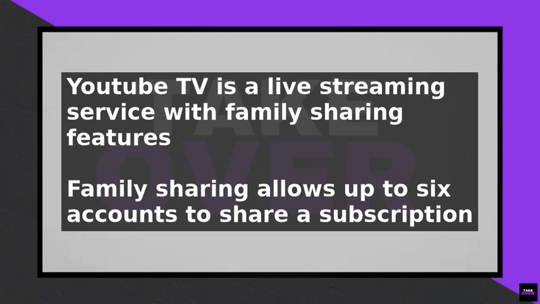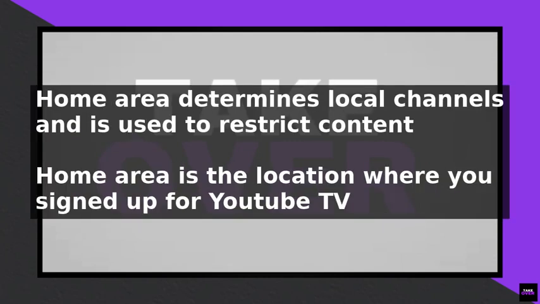The home area is the location where you signed up for YouTube TV, and it is used to determine which local channels you can watch. If you try to watch YouTube TV outside of your home area, you may be restricted from watching certain channels or content. To fix home area family sharing restrictions, you need to make sure that all family members are located within the home area. First, you need to check the home area for your YouTube TV account.